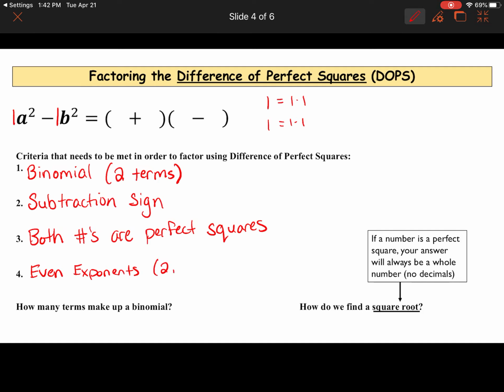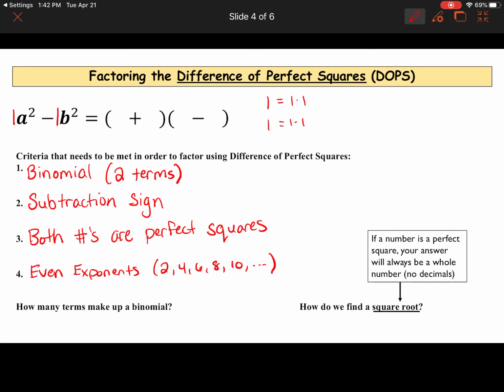So even numbers are such as 2, 4, 6, 8, 10, and so on. Okay, even exponents. If your exponents here are not even, you cannot use difference of perfect squares. In this example, both of my exponents are even, so we're good. Okay, the result, what you're going to get, is your answer is always going to have a positive and a negative. And you're always going to have A plus B, A minus B. And we're going to take a look at some examples that explain that a little bit further.